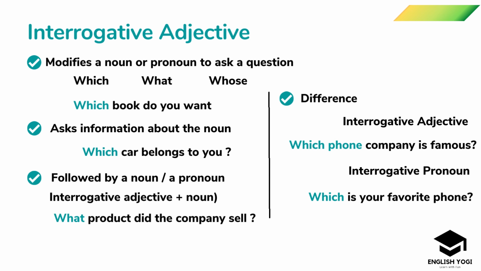And what is the difference between an interrogative adjective and an interrogative pronoun? See the example, see the difference. "Which phone company is famous?" In the first sentence, "which" is an interrogative adjective because it comes before "phone". And in the second case, an interrogative pronoun: "Which is your favorite phone?" After "which" there is no noun. So the format we have to understand is that an interrogative adjective takes a noun or pronoun, and an interrogative pronoun does not take anything. So that's why it is very easy to understand.